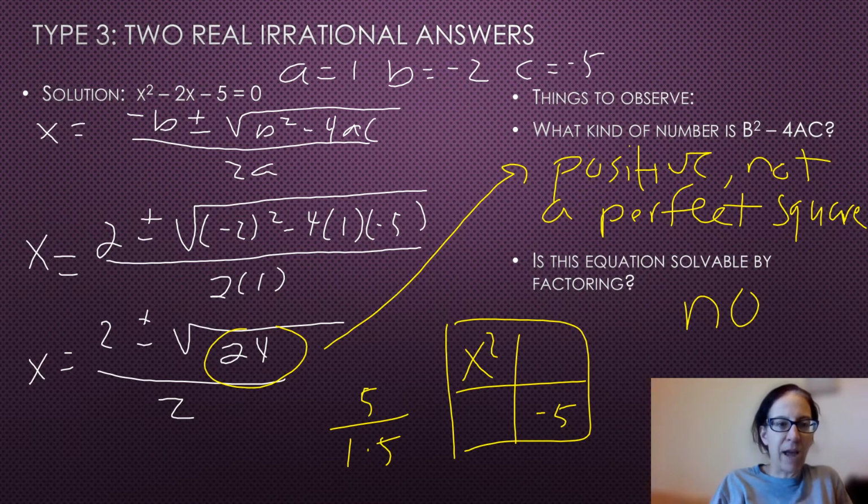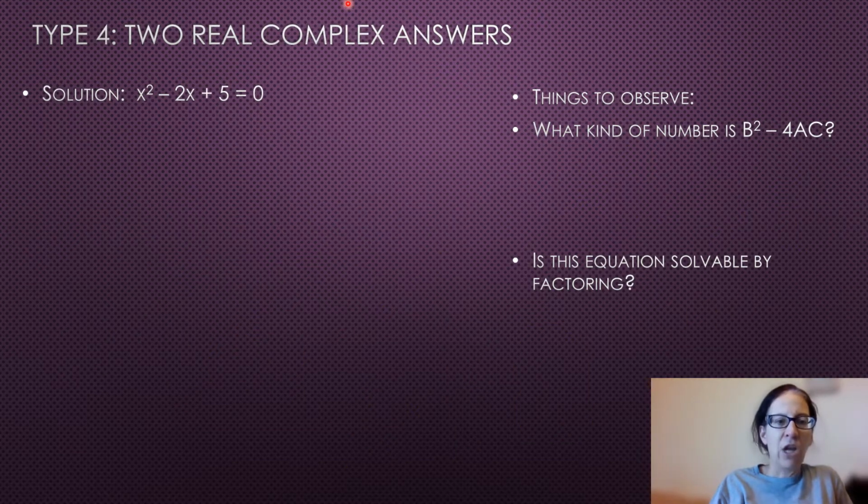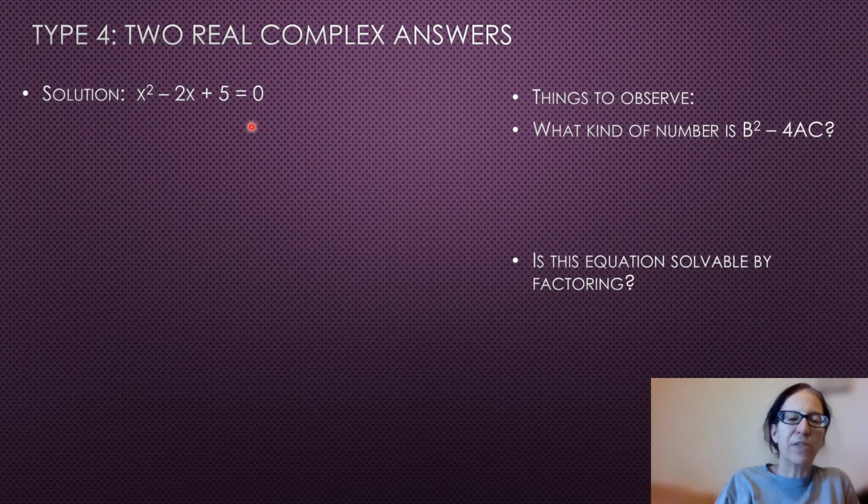And problem type number 4. 2 real complex answers. So this problem is almost the same as the one that we just did, except we have a +5 instead of a -5.